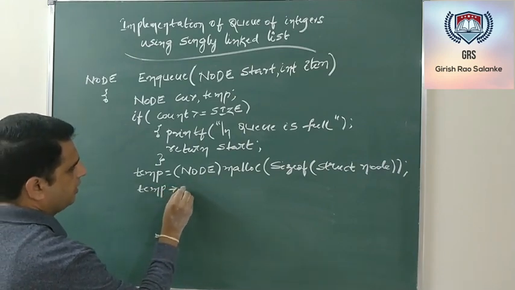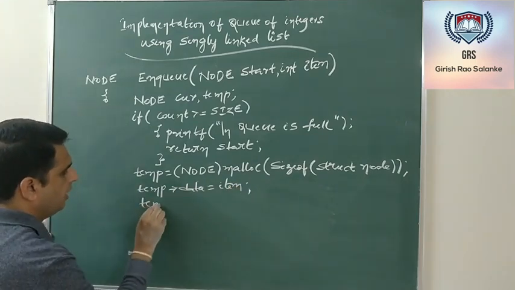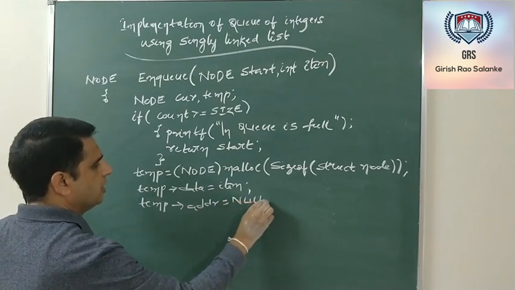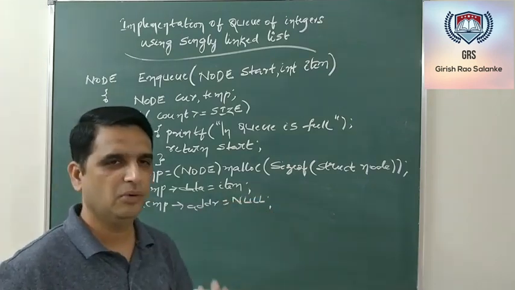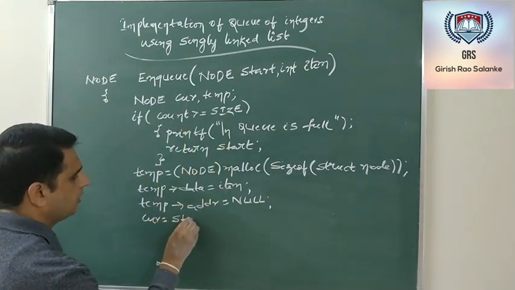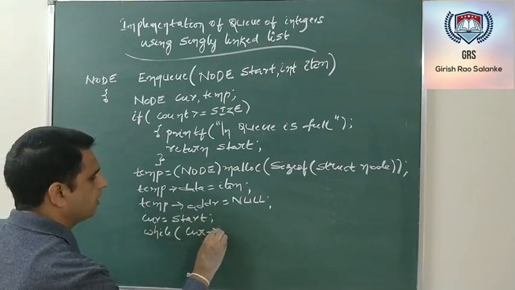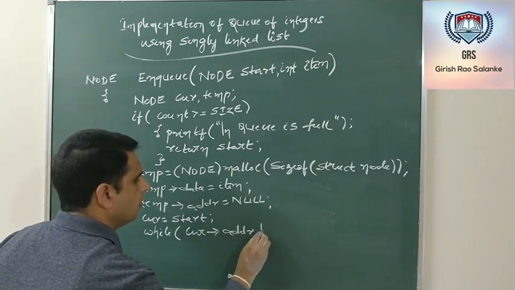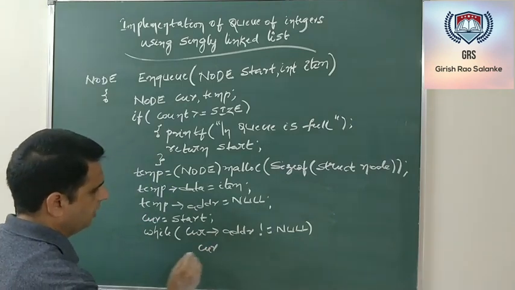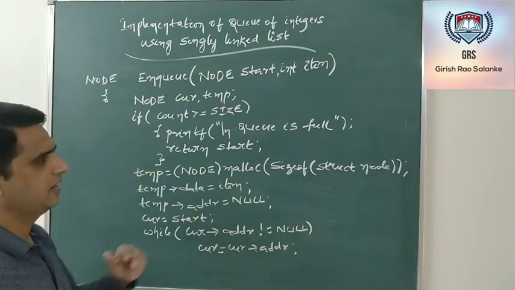Temp of data is equal to item. Temp of address is equal to null, because your temp will be the last node. I am supposed to insert a new node at the end of my list. Now current is equal to start, while current of address not equal to null, only one statement so I have not opened the while block, current is equal to current of address. Now current will be holding the address of the last node.